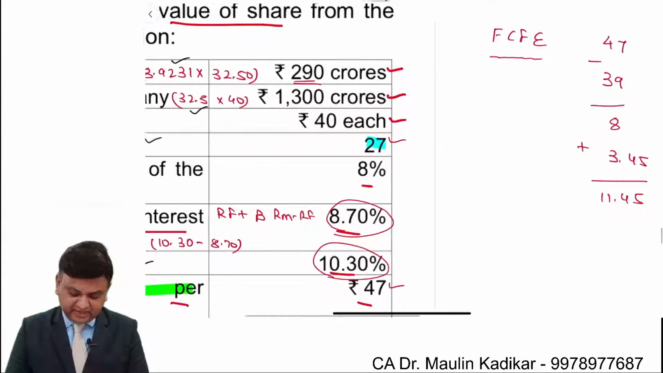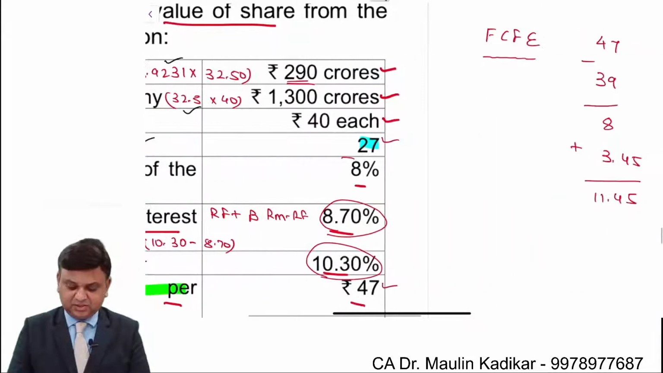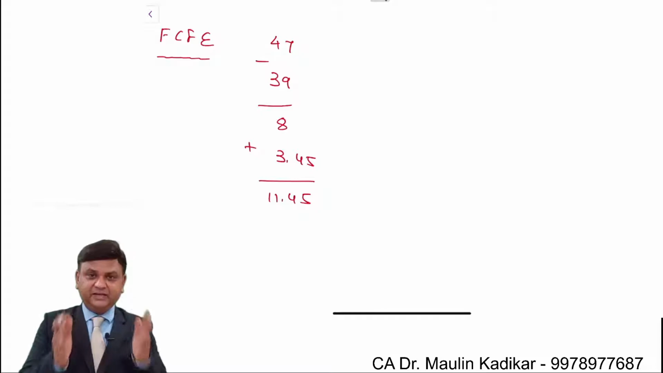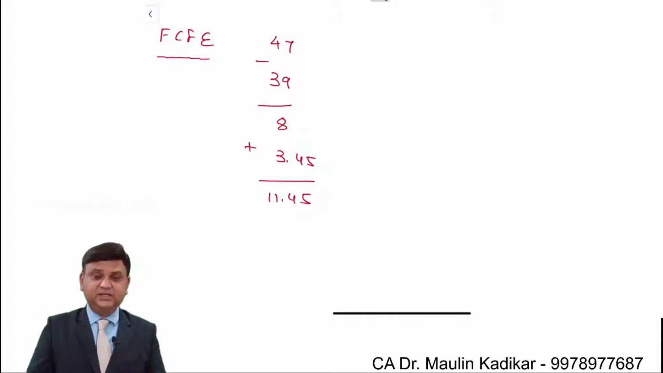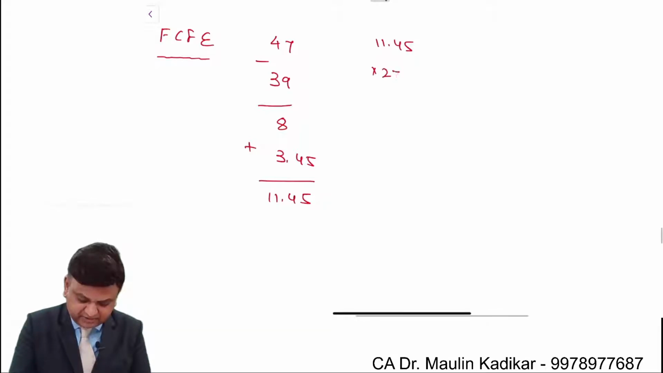We have been given that the debt proportion of the company is 27%. What does it mean? It means that whatever investment we require in the business, out of that 27% will be debt financing. So 11 rupees 45 paise into 27%.